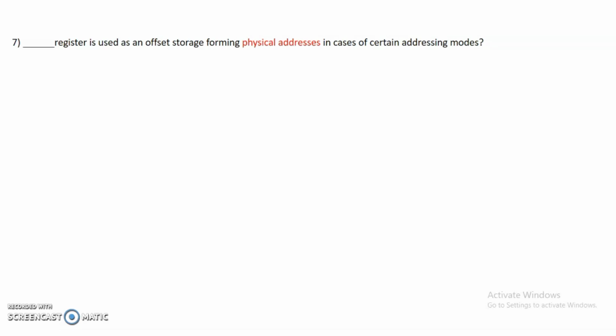Bit number 7. Dash register is used as an offset storage for forming physical addresses in the case of certain addressing modes. The answer is BX register. BX register is used for offset storage. Offset is nothing but the distance. Let's take an example. I am writing an instruction at A, and I want the instruction to extend up to B. The distance from A to B is the offset address. This is how I can explain what an offset means.